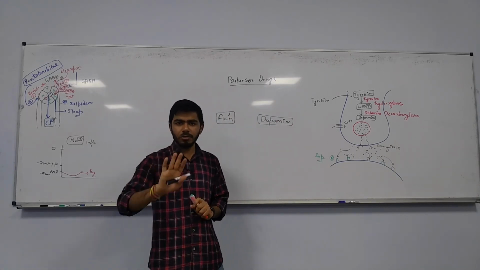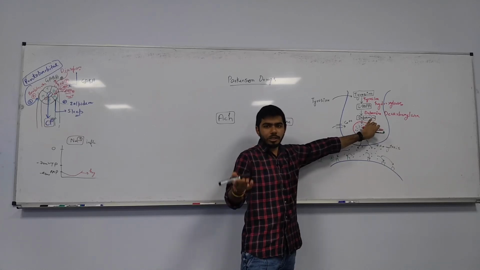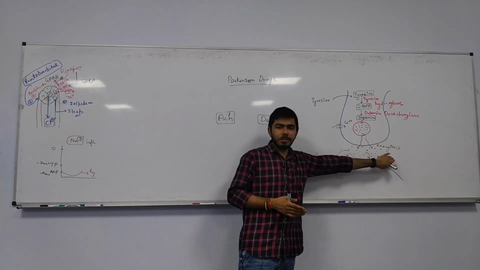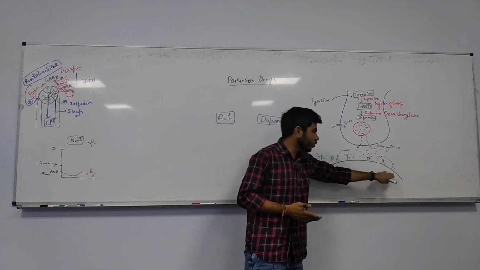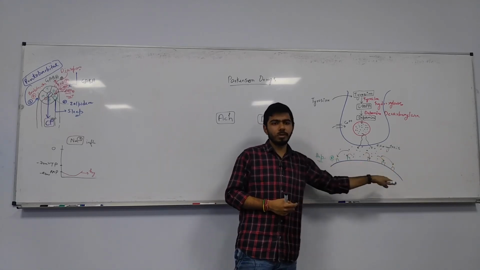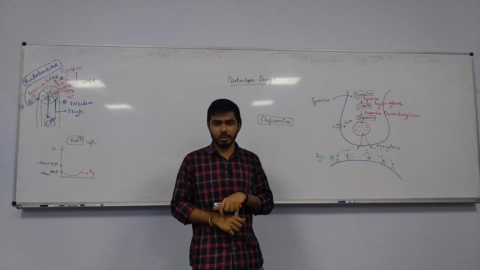In Parkinson's, what will be happening? You are lacking dopamine. If you are lacking dopamine, you are lacking dopamine in the synaptic gap also. If you are lacking dopamine in the synaptic gap, it will not be able to stimulate these dopaminergic receptors, and that's why they are having what? A tremor kind of situation, right?